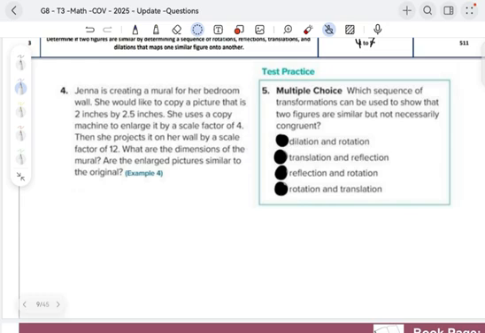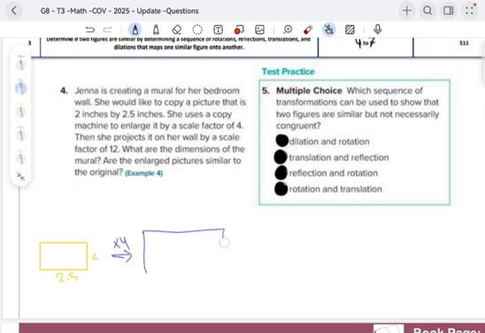Okay, now let's go for question number 4. It says Jenna is creating a mural for her bedroom wall. She would like to copy a picture that is 2 inches by 2.5 inches. So the original picture is 2.5 by 2. She uses a copy machine to enlarge it by a scale factor of 4. So she multiplied by 4.